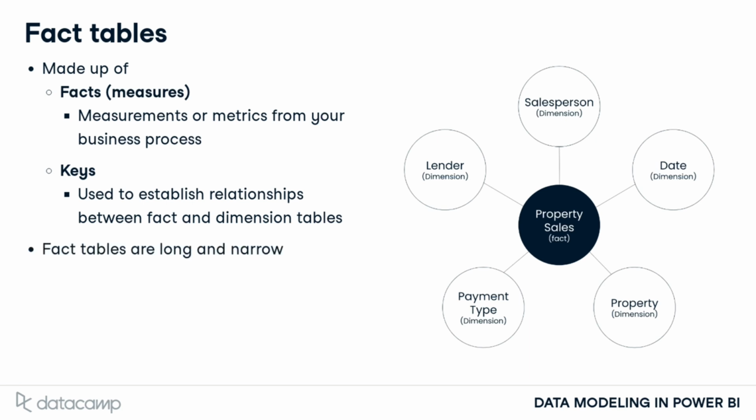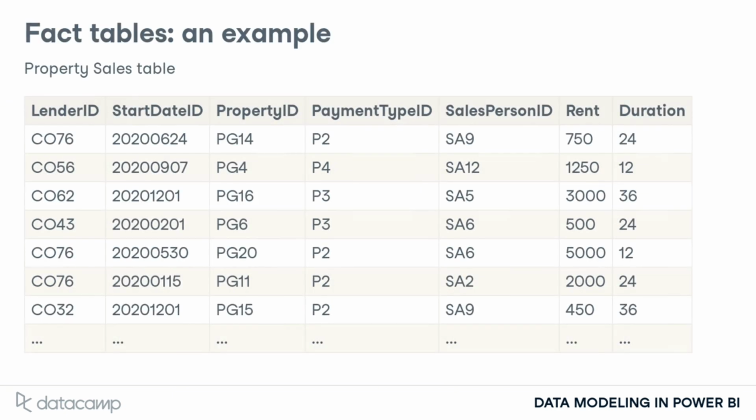We expect fact tables to be tall and narrow. They have lots of rows, so we try to minimize the number of columns and how big those columns are. Here is an example of a fact table: property sales. Each row represents a property that was rented at a specific date.